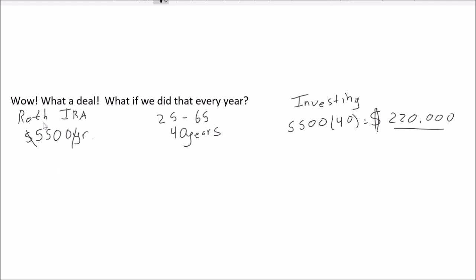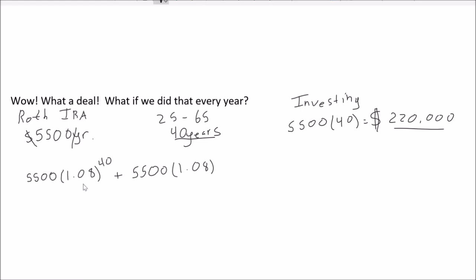So let's track the individual dollars. In the first year, we put in $5,500, and it's growing at a rate of 1.08. How many years does it have to grow until we take that money? In this example, 40 years. So that's to the 40th power. The next year, we put in another $5,500, and that also grows at the same rate. But how many years does this one have to grow?